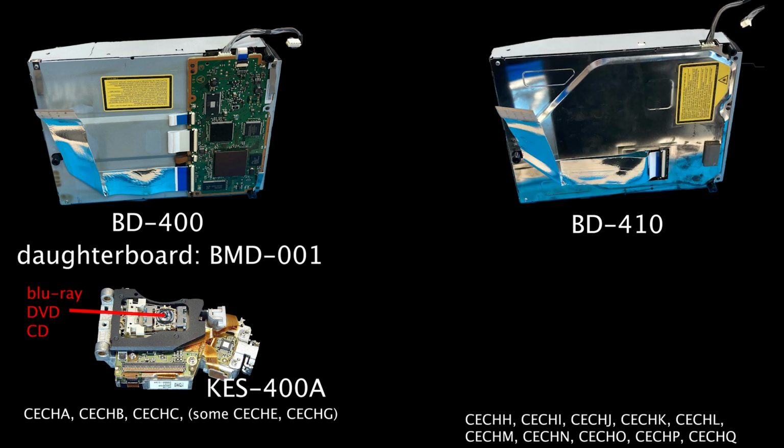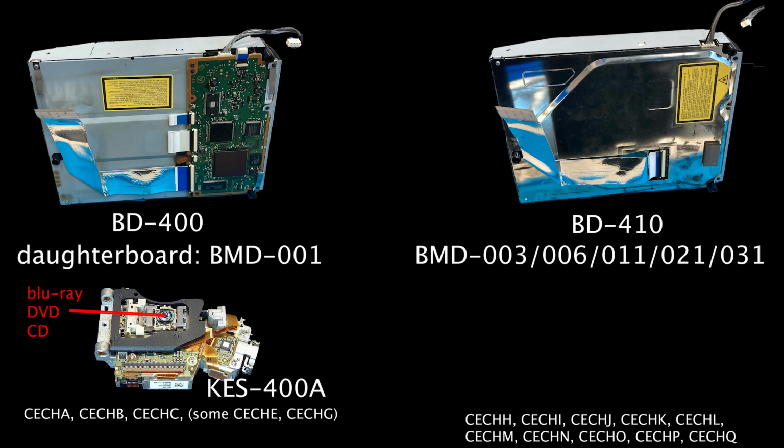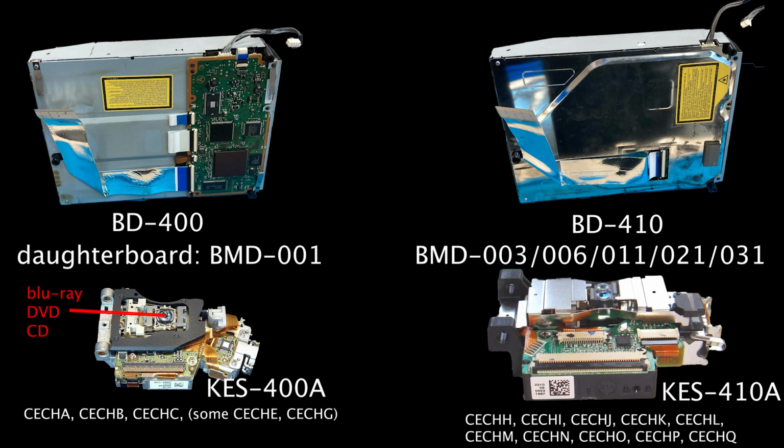Newer FAT models have a slightly better drive, BD410. This drive comes with a variety of daughterboards depending on the console model. The biggest improvement is on the laser design. It has two laser lenses, one for reading DVDs and CDs, another one for reading Blu-rays. Which means even if your disk drive stopped reading Blu-rays, it might still be able to read DVDs and CDs because the two lenses are independent of each other.